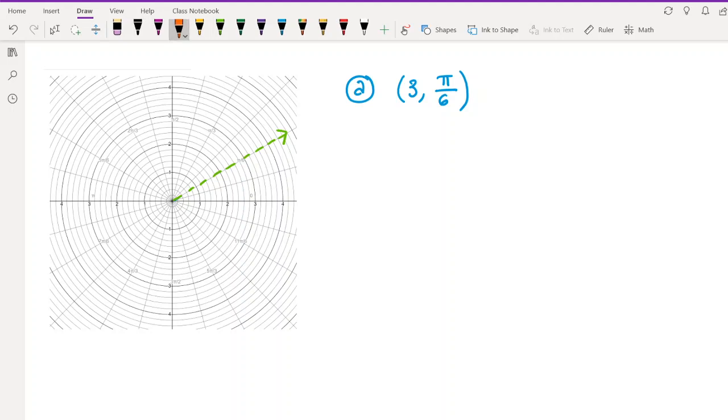So because this number here is 3, we want to go a distance of 3 in the same direction that this angle is pointing. So here's 1, 2, and then we end up with this point here, 3. So that's how we plot the point. How do we convert points between polar and rectangular coordinates? Well, it relies upon the fact that if we look at this angle we graphed here, we have an angle here, which is theta, that in this case is pi over 6.